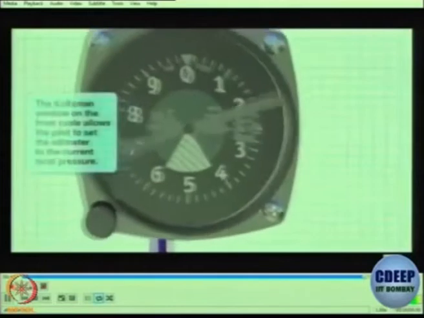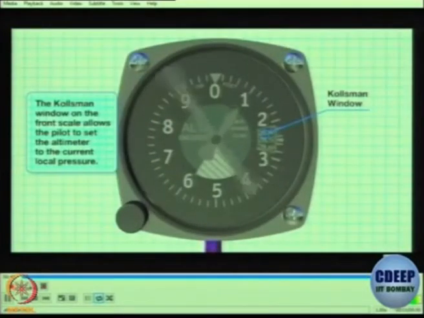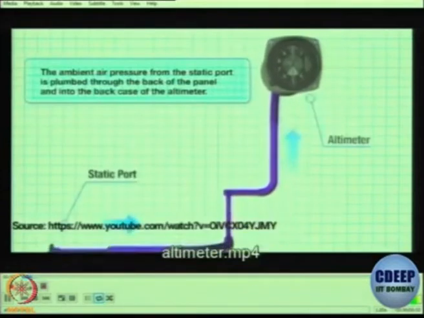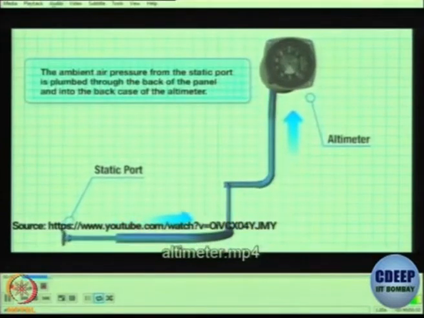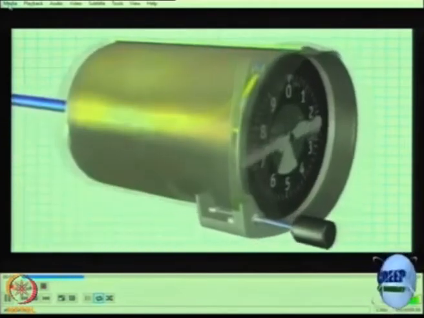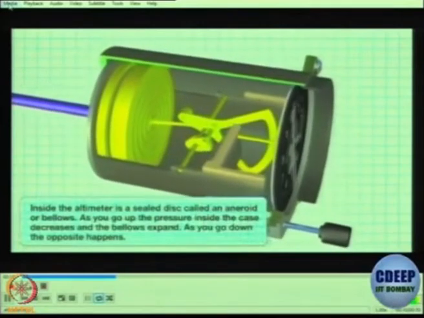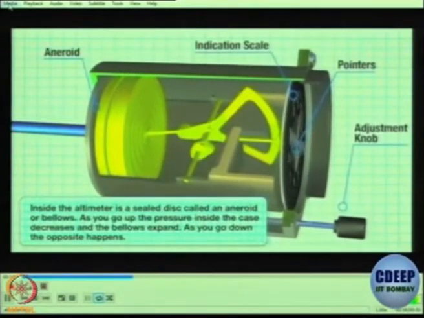So, it is a pure and simple mechanical instrument, and there is a window called the Kollsman window which is used by the pilot to adjust the readings. We will see this in a little bit more detail. I will let it run one more time. One of the most simple and basic instruments. It works both ways the same way.